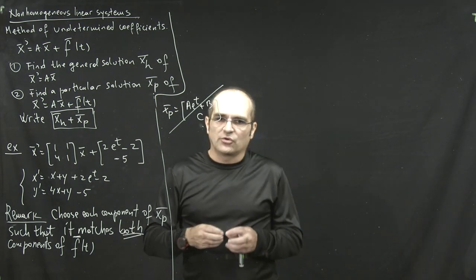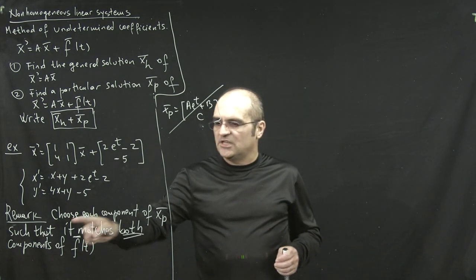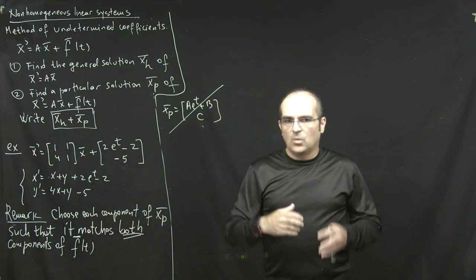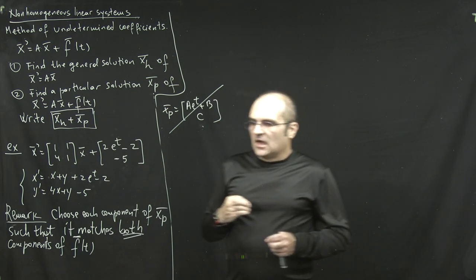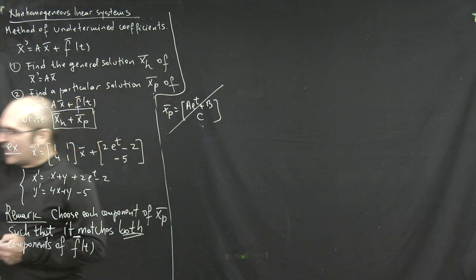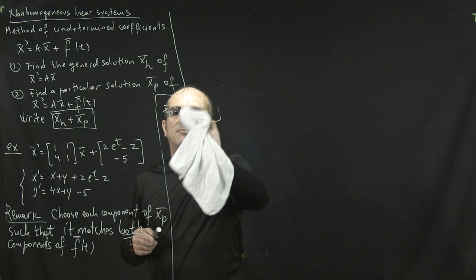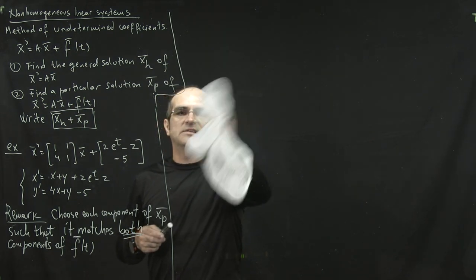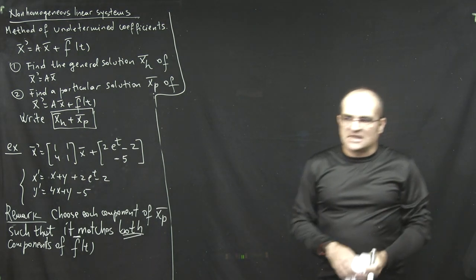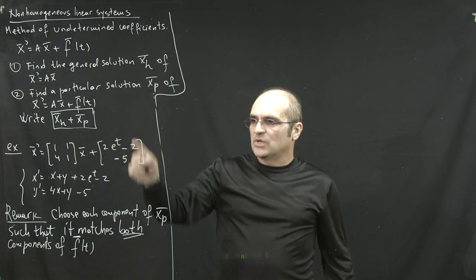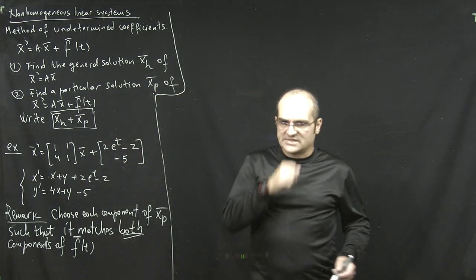So to make sure you're general enough when you pick xp, you got to make sure that each component of xp will match both components of f bar of t. So that is the main remark that you have to keep in mind before you move on. It's not difficult at all, but be aware of it, because if you forget it, it's very easy to make this lack of a generalization mistake, so to speak, by picking choices independently for both of those entries.